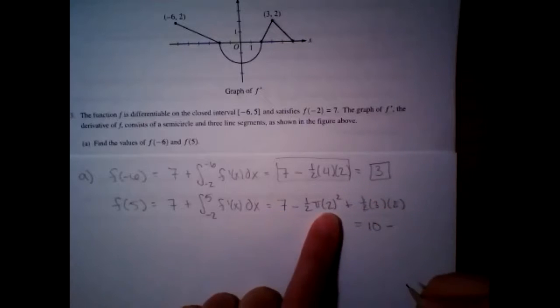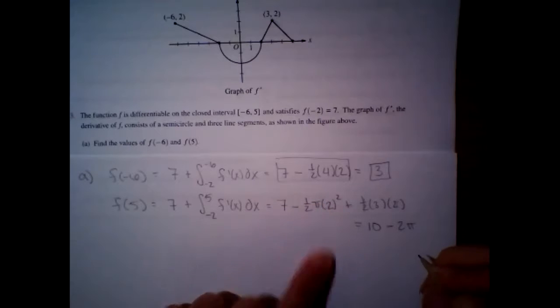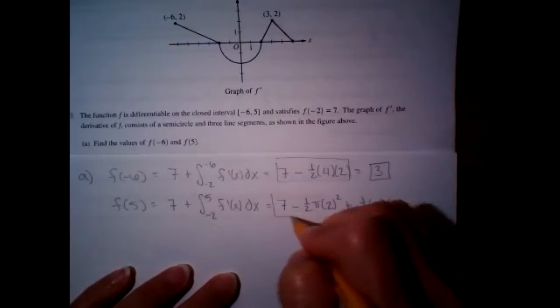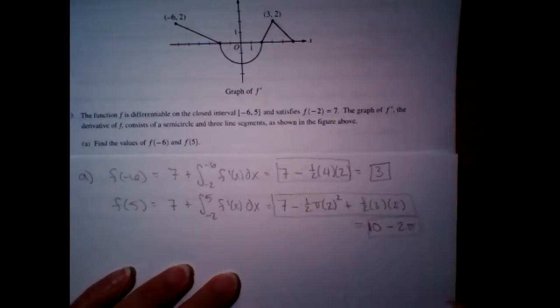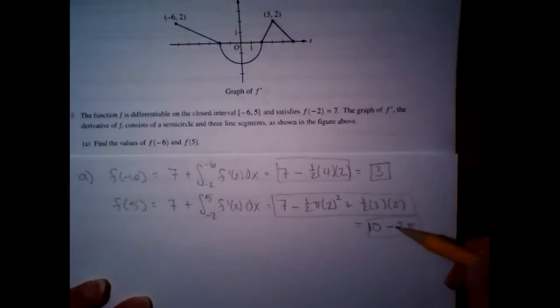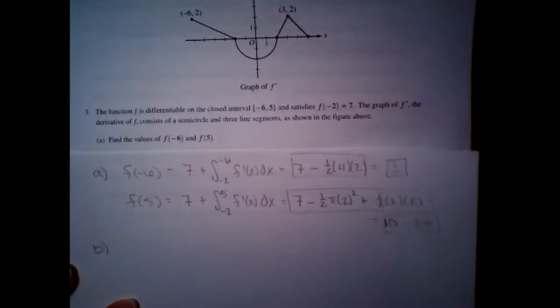And then minus 2 pi. 2 squared would be 4, half of 4 is 2. So 10 minus 2 pi. But again, you can stop here. You do not have to simplify it down. I just did because I'm telling you, I've done this problem before. We're going to need these answers later on, and so I just went ahead and simplified it down.